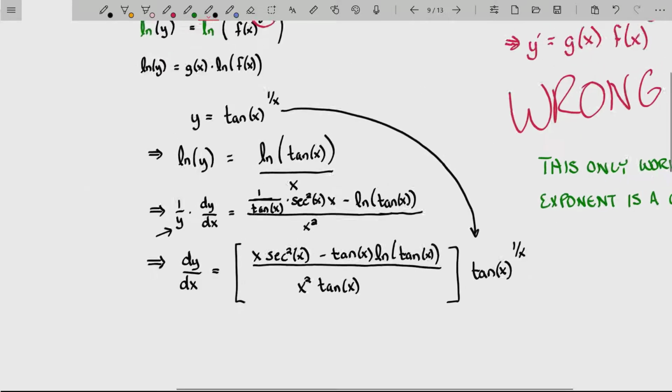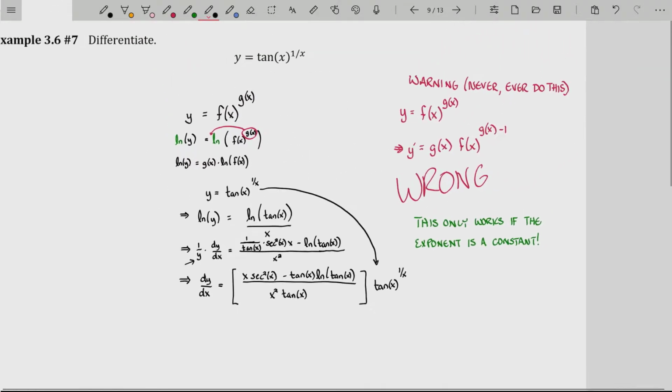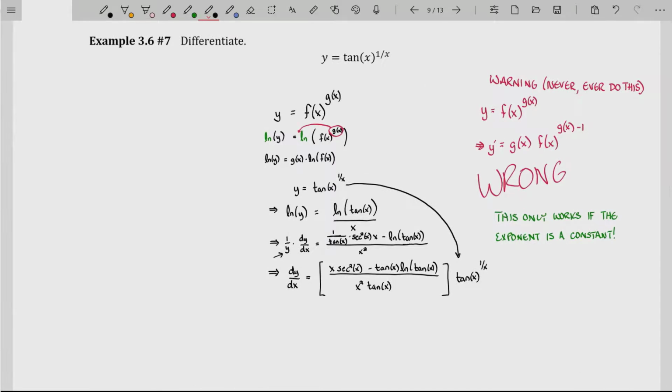So that's a really good demonstration of how to differentiate when you have a function raised to non-constant powers, basically a function raised to a functional power, or a variable raised to a variable power is another way to say that.